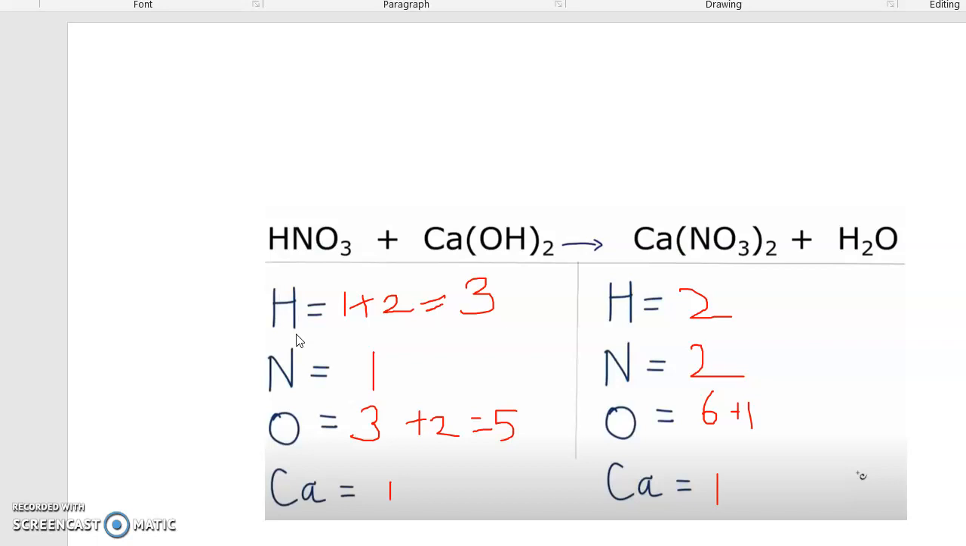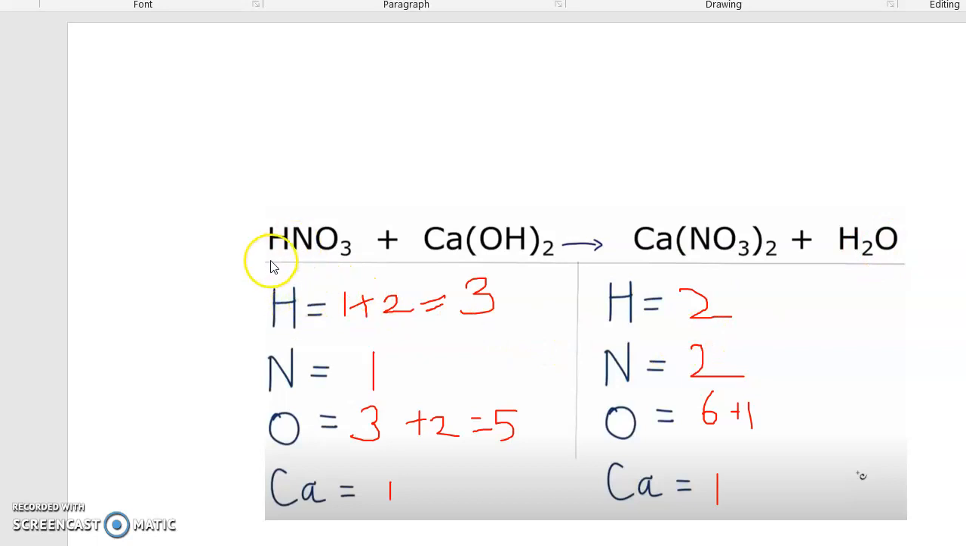10th standard CBSE, lesson 1, types of chemical reaction. Sixth question, balancing of chemical equations, we are going to discuss now. First question is HNO3 reacts with calcium hydroxide to give calcium nitrate plus water.